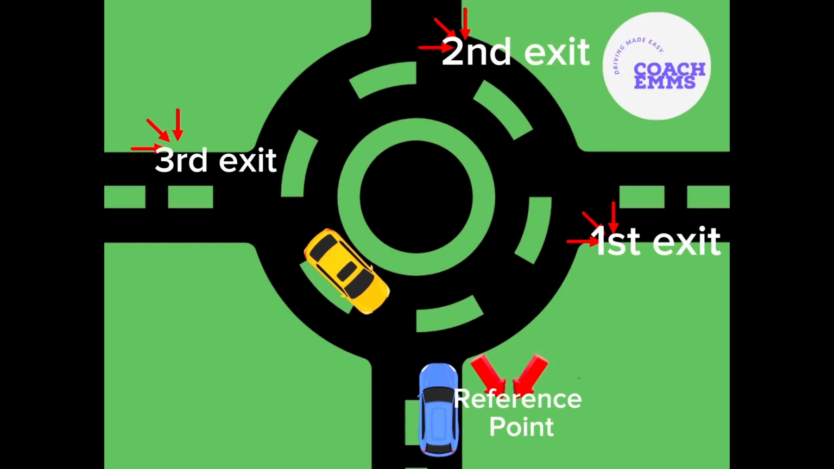The moment you are entering, your point of entry becomes your reference point. Then you start naming the exits right when you join in. All the roads that take you out of the roundabout become your exits, and you start numbering them from the first one you see when you join the roundabout. So let's take it from here.